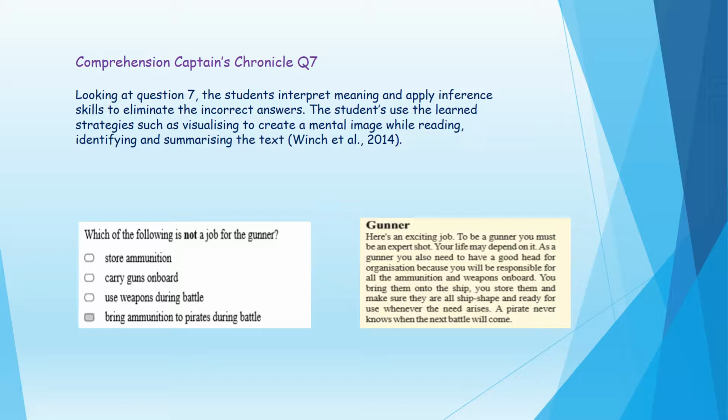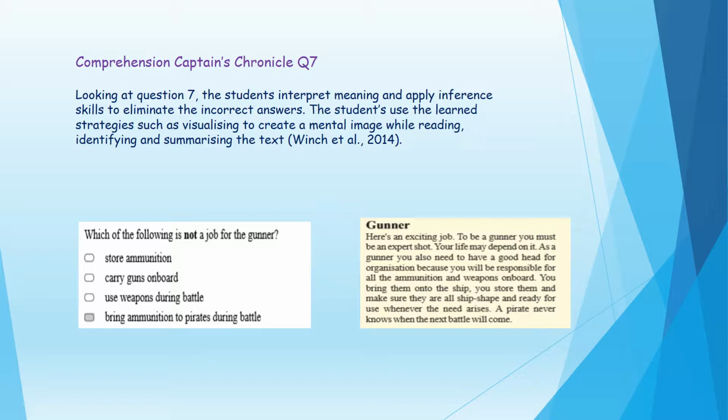Now looking at question 7, the students interpret meaning and apply inference skills to eliminate the incorrect answers. The students use the learned strategies such as visualizing to create a mental image while reading, identifying, and summarizing the text. A learned inferencing strategy requires students to think outside the box.